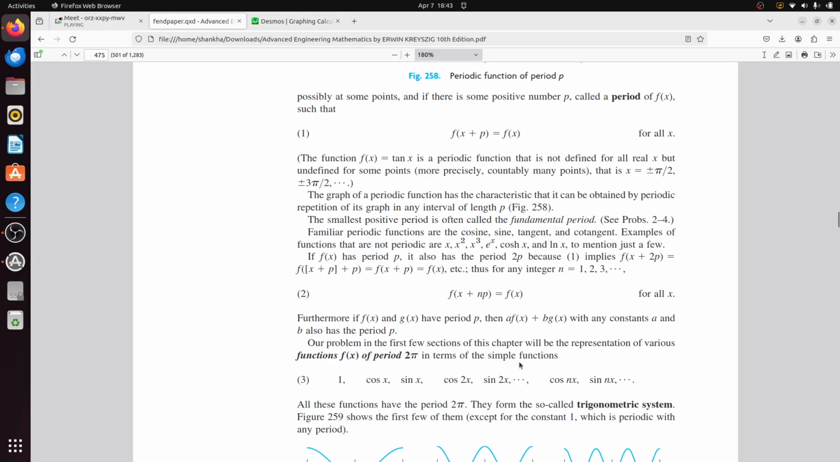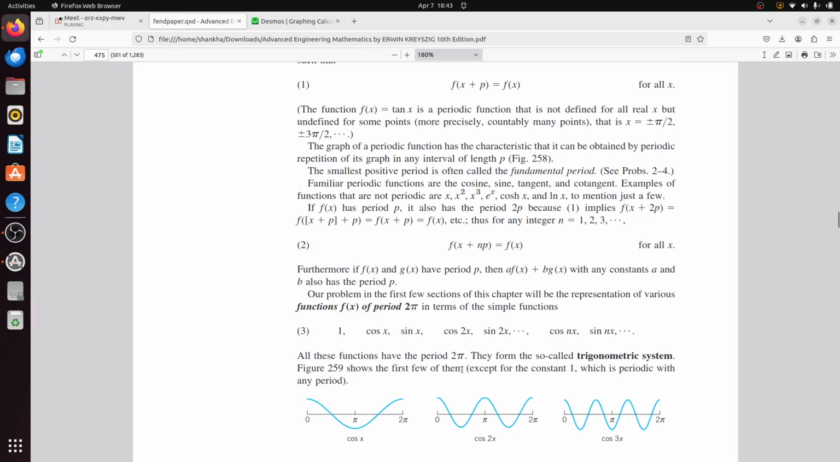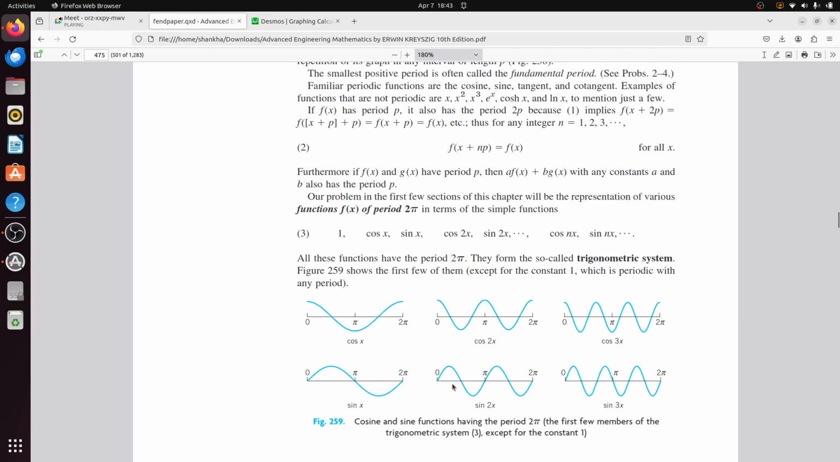All these functions 1, cos x, sin x, cos 2x, sin 2x, cos nx, sin nx have periodicity 2 pi, and they form the so-called trigonometric system. So this is cos x, this is cos 2x, this is cos 3x, this is sin x, this is sin 2x, and this is sin 3x.